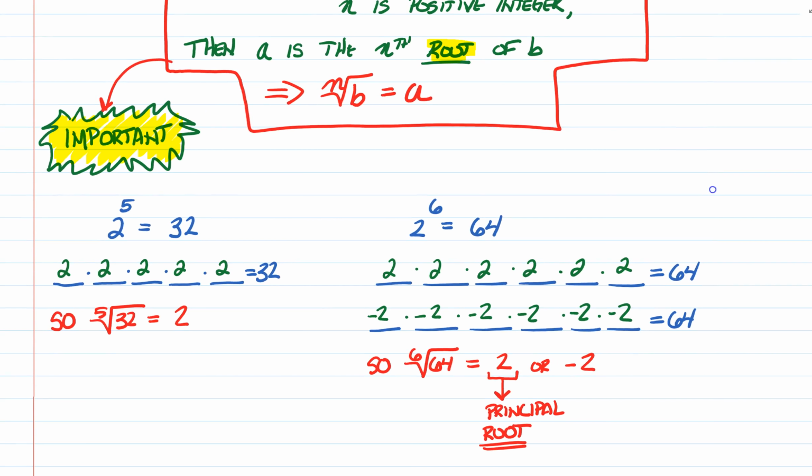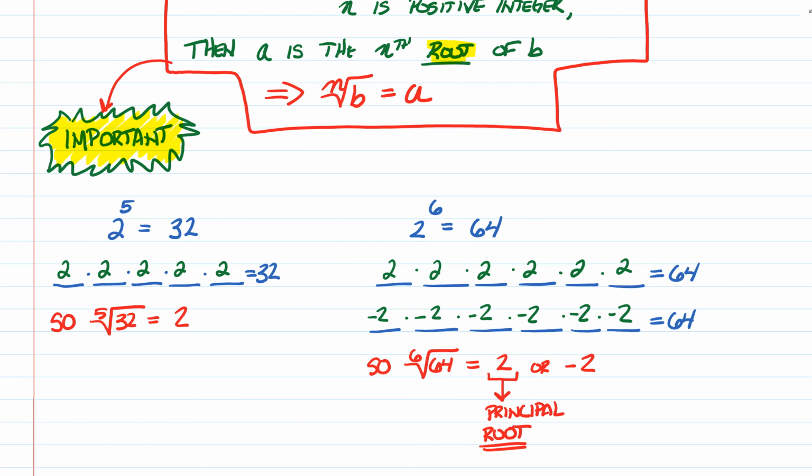This is important, okay? Let's take a look at the number 2 to the 5th. 2 to the 5th is equal to 32. That means that 2 times 2 times 2 times 2 times 2 is 32. So the 5th root of 32 is the number 2. Let's take a look at this one though. 2 to the 6th equals 64. Well, 2 times 2 times 2 times 2 times 2 times 2 is 64, but also negative 2 times negative 2 times negative 2 times negative 2 times negative 2 times negative 2 is also 64. So the 6th root of 64 is either 2 or negative 2, because they both give me back 64.